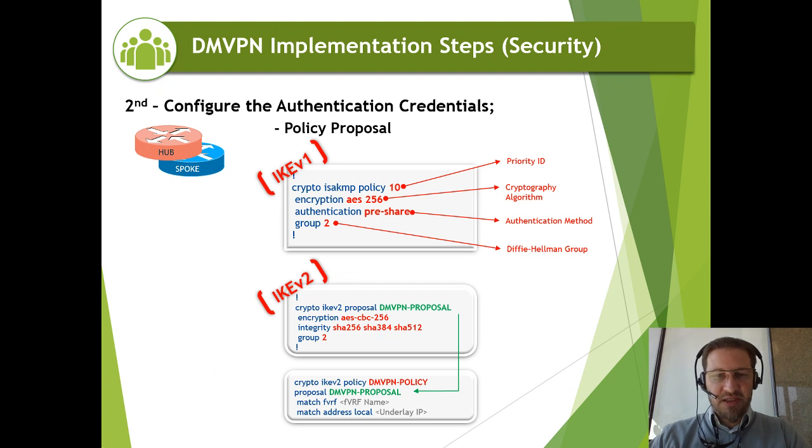Let's go to the next slide. On this slide, we have the policy proposal implementation with the priority, the cryptography algorithm, the authentication, which in this case is pre-share because we are using a pre-shared key, and the Diffie-Hellman group. We did this configuration for IKE version 1 and one example of IKE version 2.